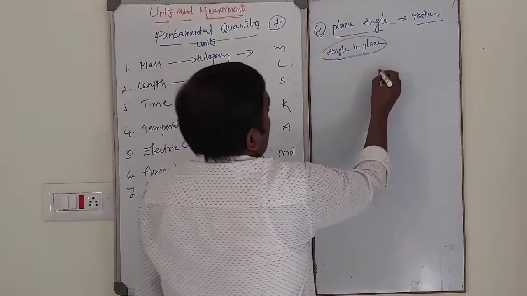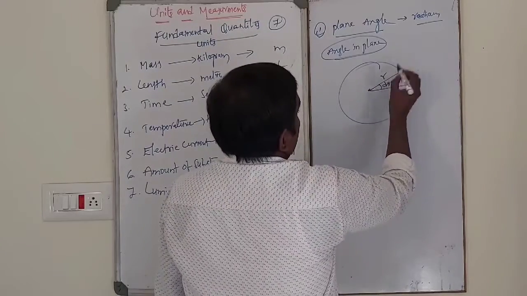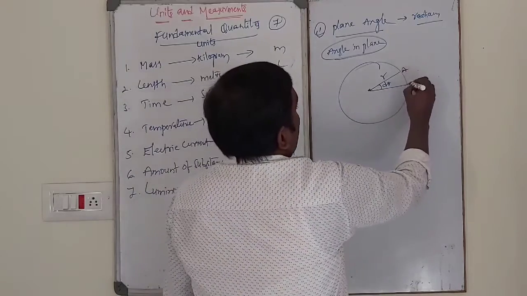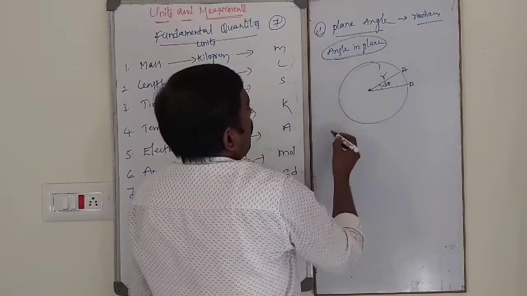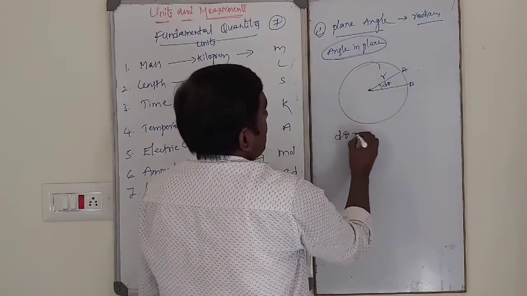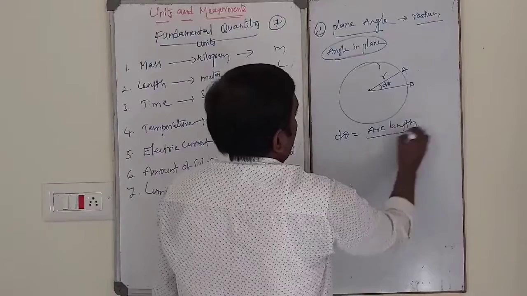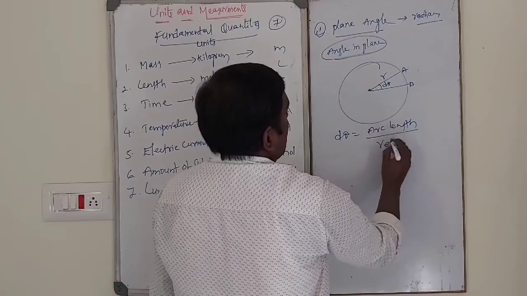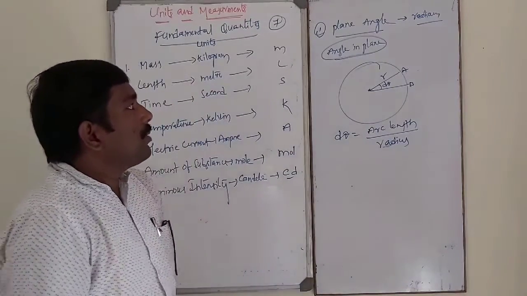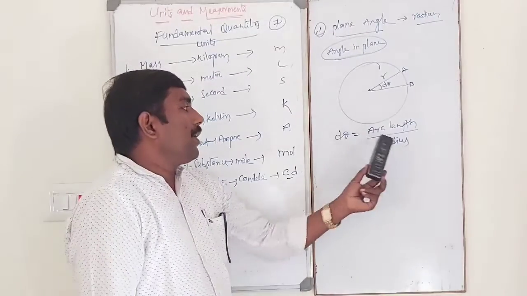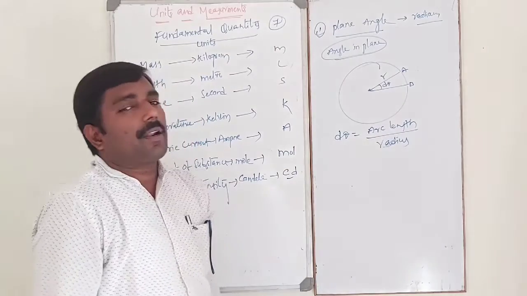It is measured like this. This is the radius, and d theta is the plane angle. AB is the arc. So plane angle d theta is equal to arc length divided by radius. Simply calculate the plane angle with this formula: d theta equals arc length by radius.